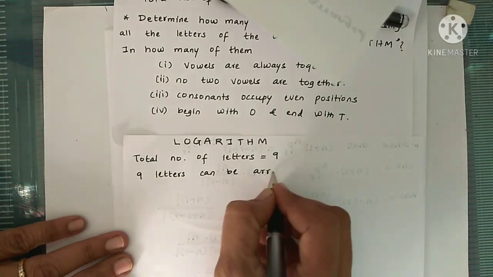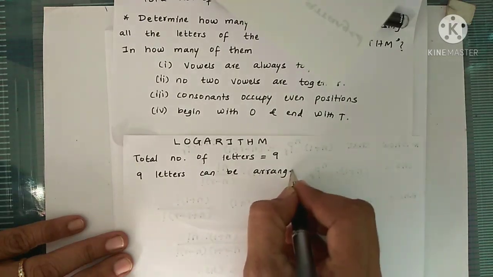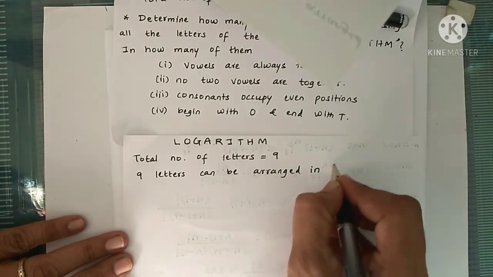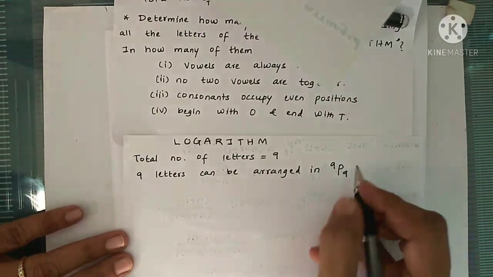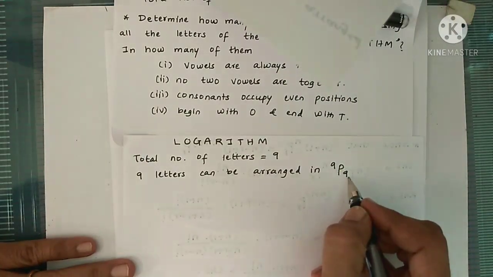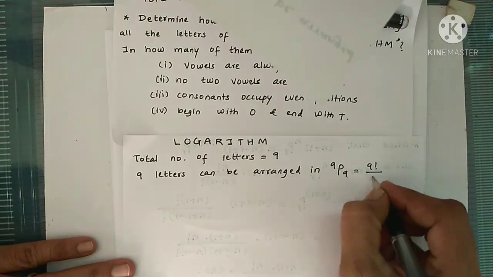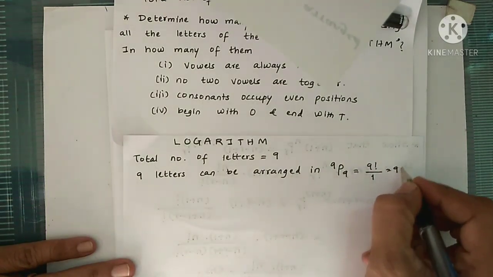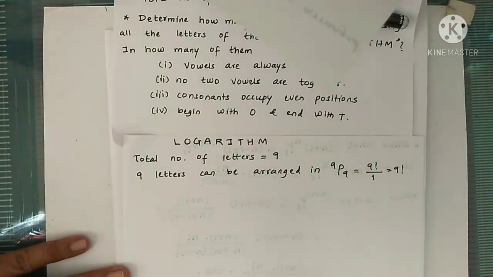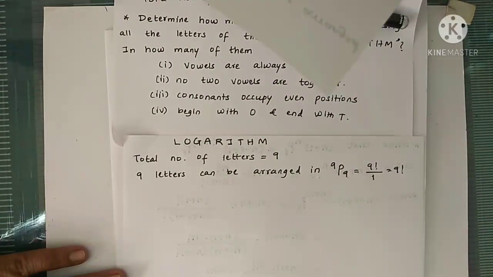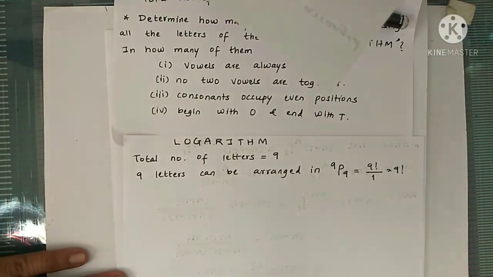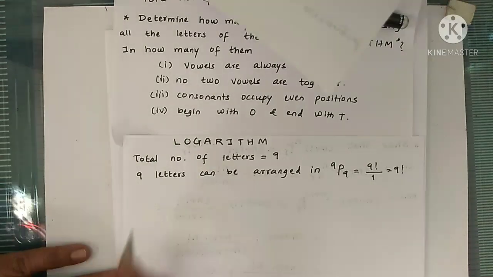Now 9 letters can be arranged in 9 factorial ways. We are taking all the letters and it is 9P9. 9 letters are given, we want to arrange all 9. So that can be done in 9 factorial upon 0 factorial, which is 1. So the total number of arrangements is 9 factorial, that is 9 multiplied by 8 up to 1, and so on.